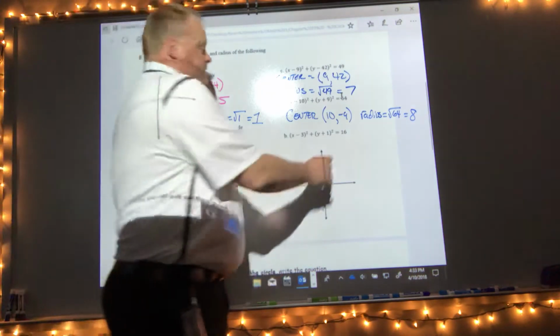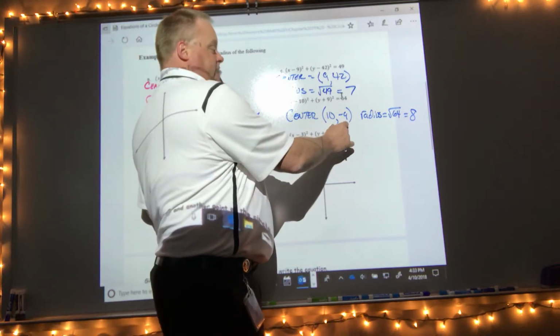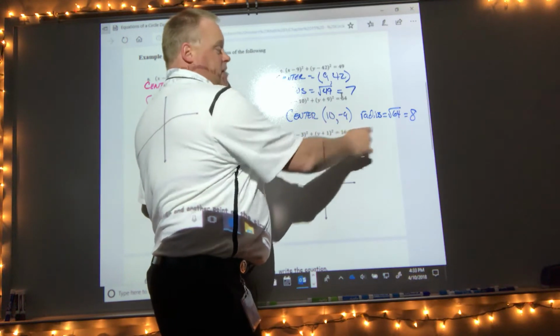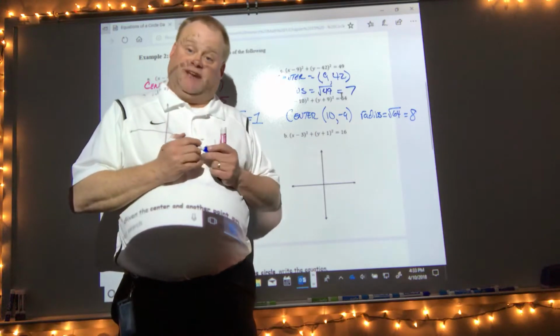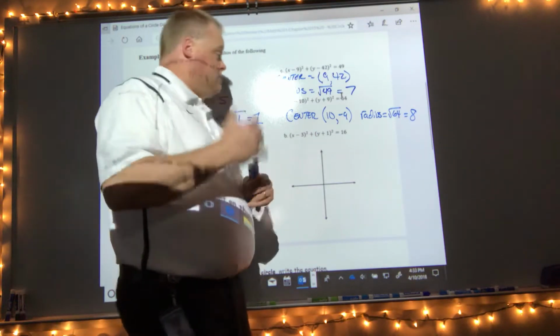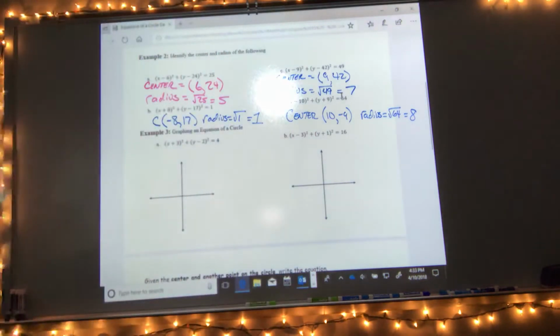On D, the center should be at a positive 10, −9. Remember the opposite sign. And then radius is the square root of 64, and therefore the radius is 8. Good. Great, so let's move on to the next level.